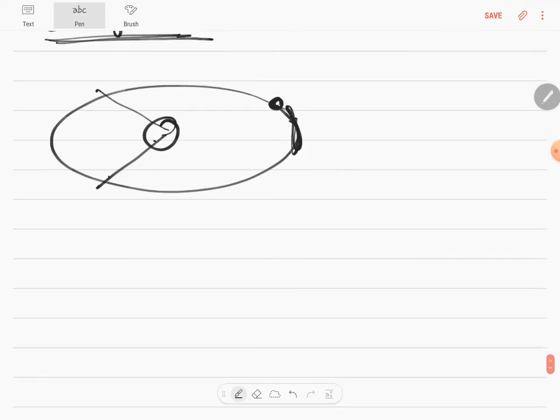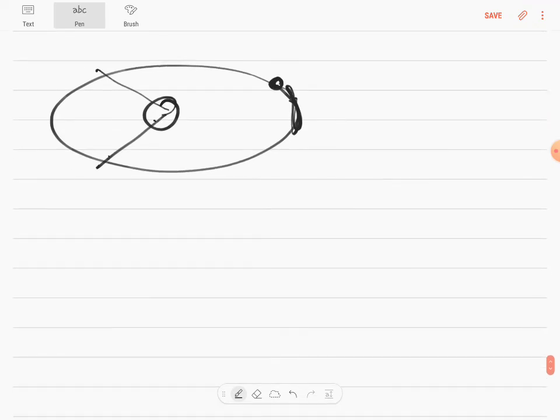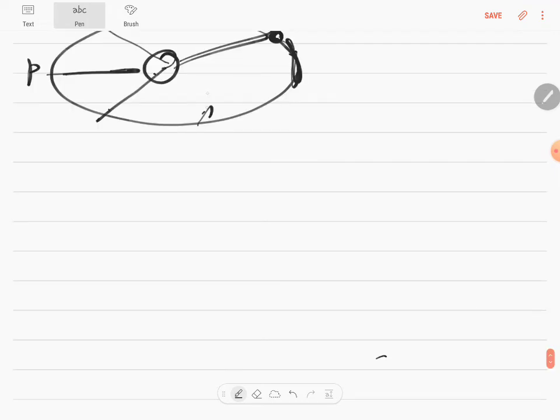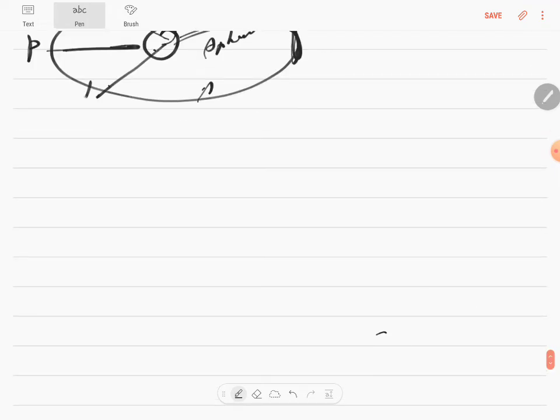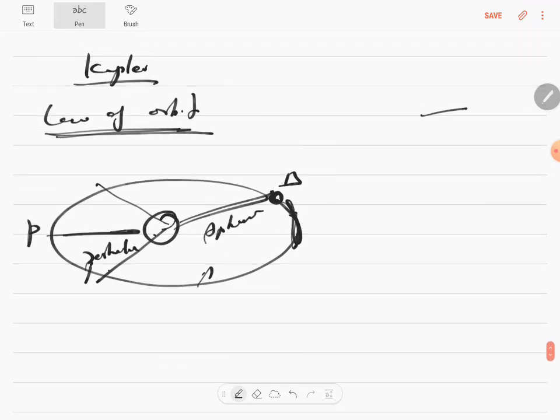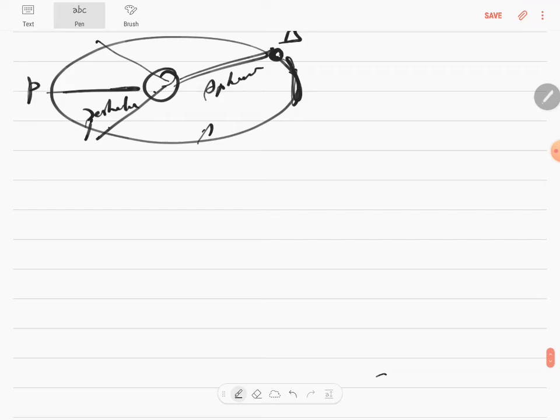And there is something called perihelion and aphelion. The point P, which is closest to the sun, this distance is called perihelion, and the point B, which is farther away from the sun, is called aphelion. So you have a perihelion and an aphelion, which means the radius is not the same. The radius is going to differ. So that's the first law.